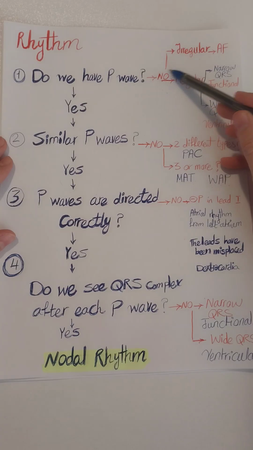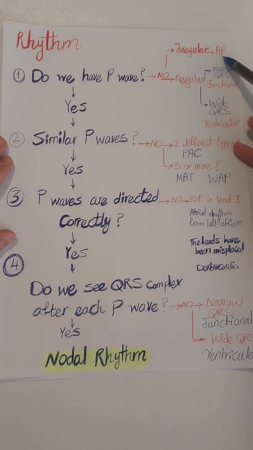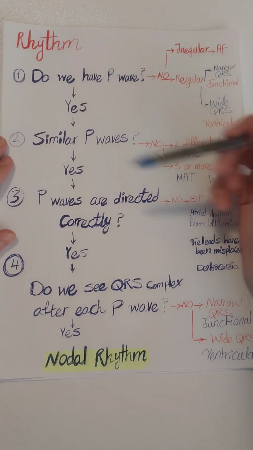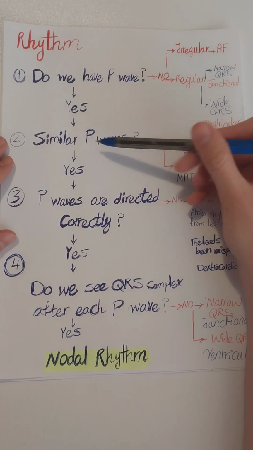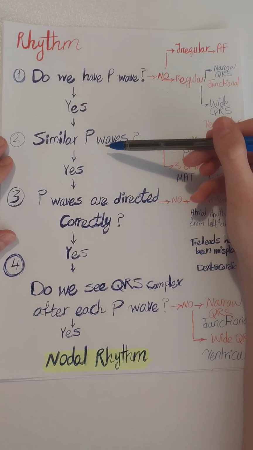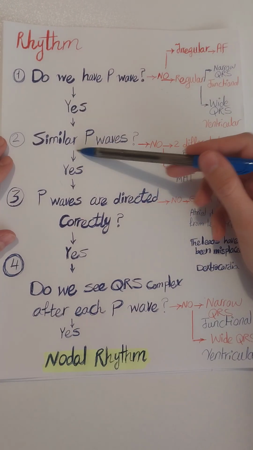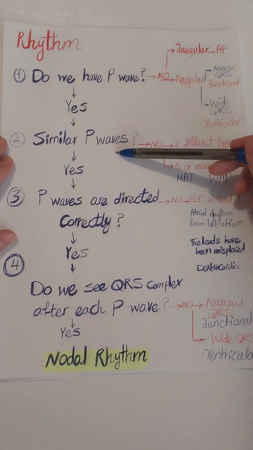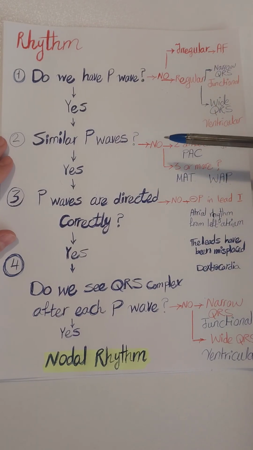And if the answer to this is irregular, it's very easy. It's atrial fibrillation. Next question. If we have a P wave, we have to pay attention to whether these P waves are similar to each other. If the answer is yes, again, it's very simple and we are moving to the next question. But the problem happens when this answer is no. So we have to see how many types of P waves we see in our EKG.